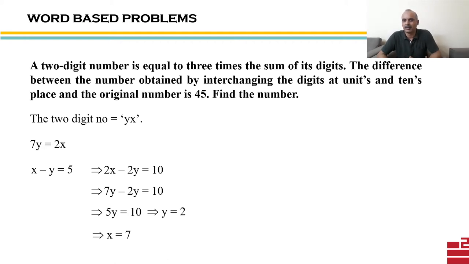And we can verify it also: 27 is 3 times the sum of its digits. The digit sum is 2 plus 7, 9. 3 times 9 is 27. Even the second sentence can be cross verified. We don't need to do this because we have already solved it by the proper method.